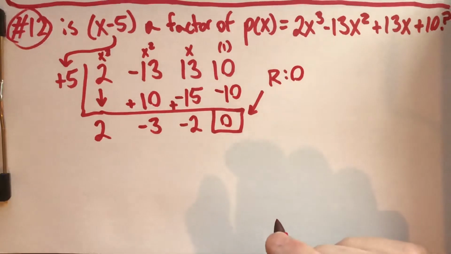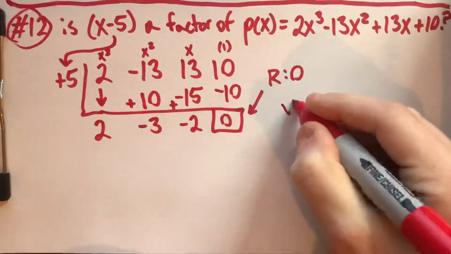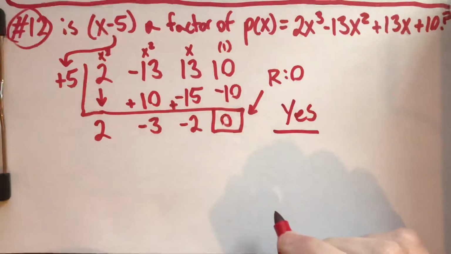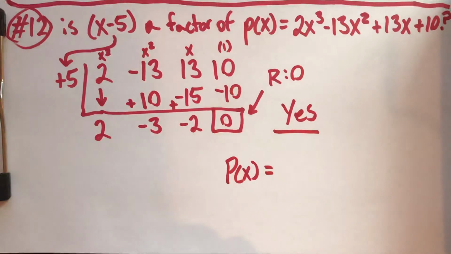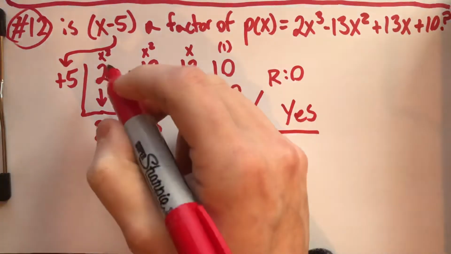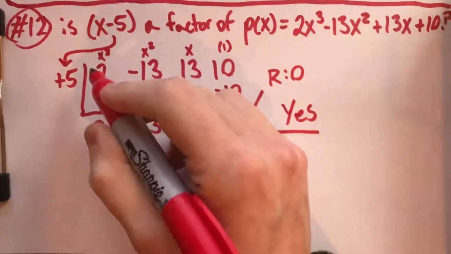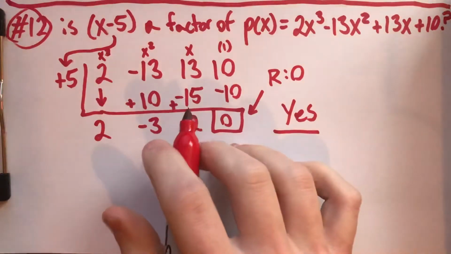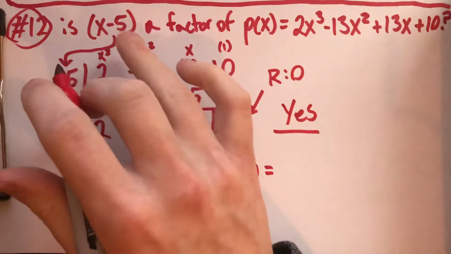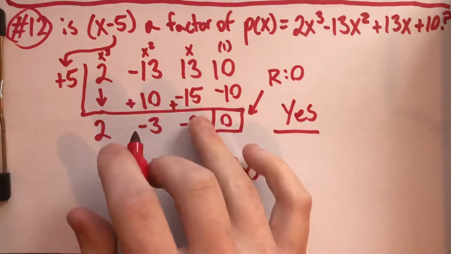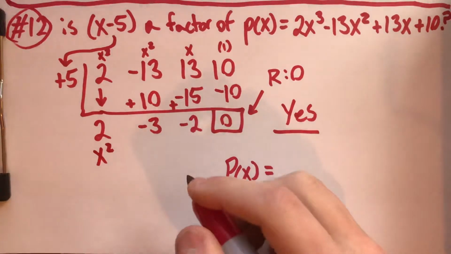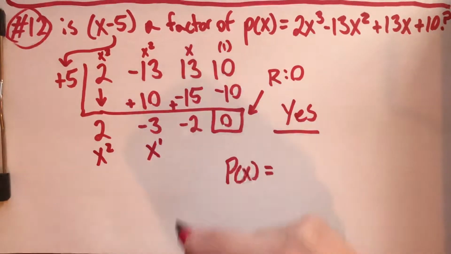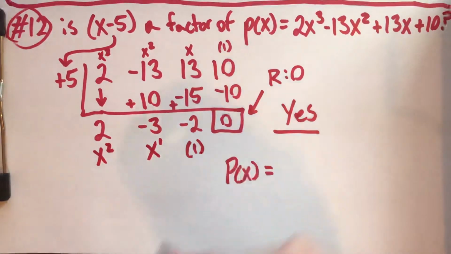Okay, why that's important is because remember, if the remainder is 0, then the answer is yes. And if the answer is yes, you have to write p of x as a product of two factors. So that's what we'll have to do next. Back to what I was saying earlier, x cubed, x squared, x, and 1. Remember that your quotient here, the answer you get out after the division, is going to have 1 less power in each place for these coefficients. So instead of x cubed, this will be my x squared coefficient. This will be my x coefficient, x to the power of 1. And this negative 2 will be my 1's place.